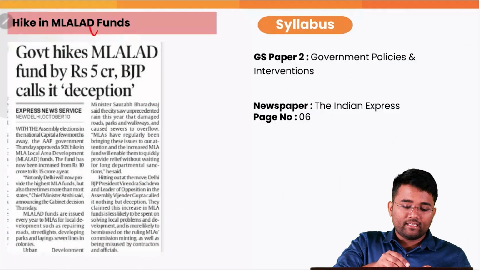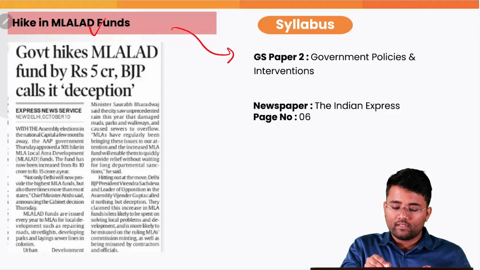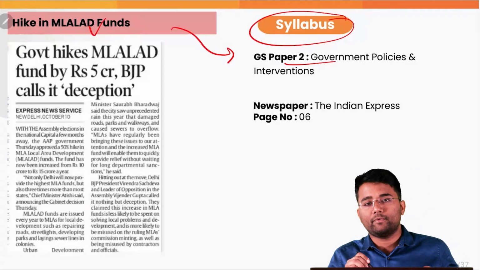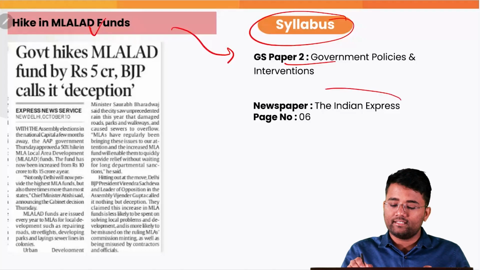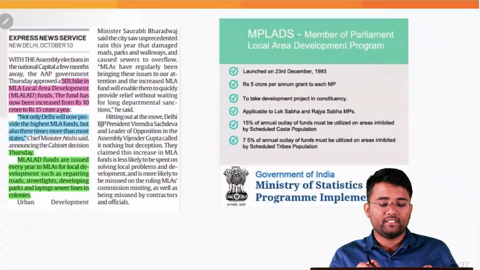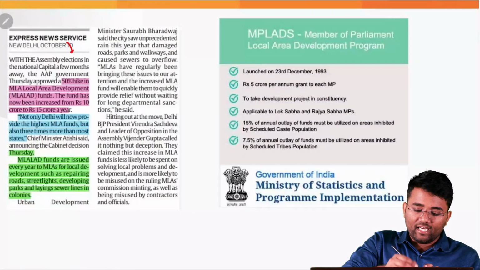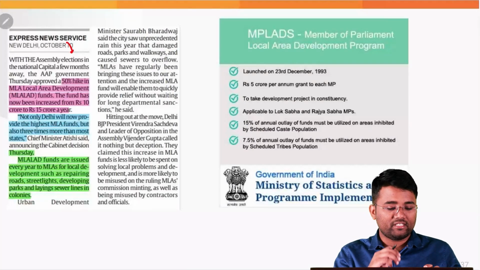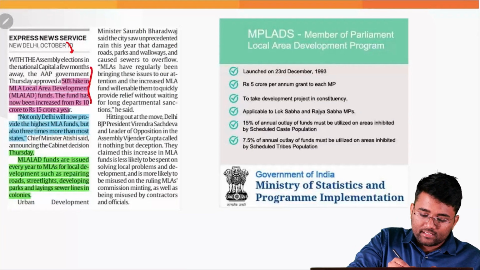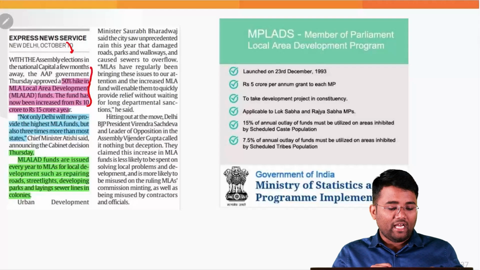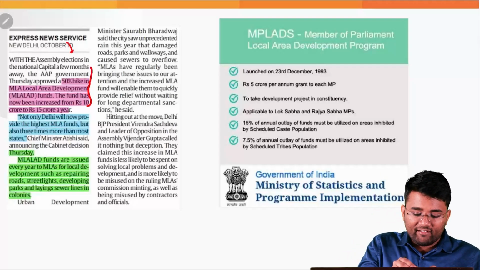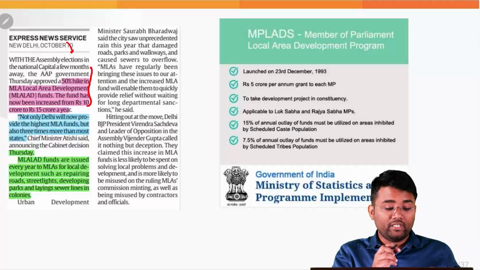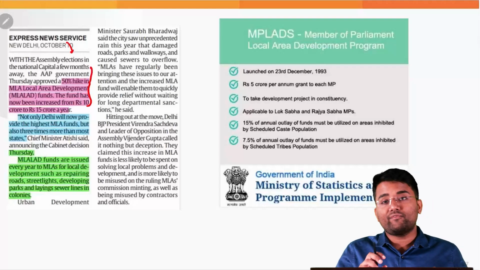Next topic is hike in MLALAD funds. This is related with the syllabus of your GS paper 2, government policies and interventions, and this has appeared in today's Indian Express, page number 6. The context is that with the assembly election in the national capital a few months away, the AAP government on Thursday approved a 50% hike in MLA local area development funds, and that fund has now been increased from 10 crore to 15 crore a year.